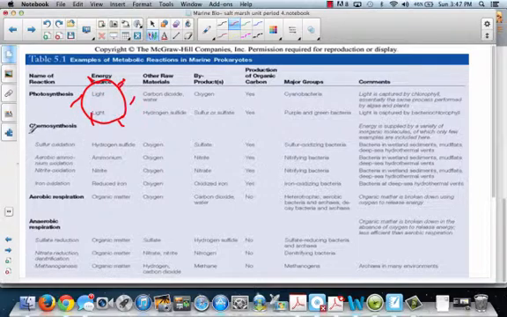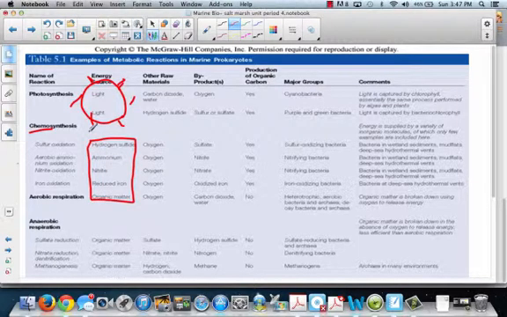Whereas you have chemosynthesis, which is a long list of chemicals ranging from sulfur, ammonium, nitrate, and iron. The one that we're going to talk about today is going to be sulfur oxidation.